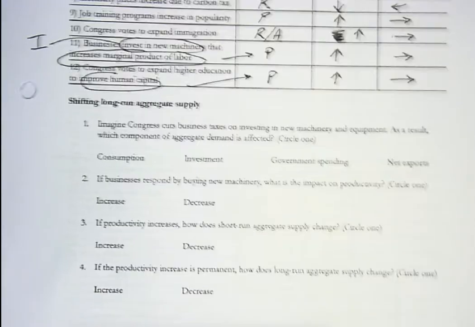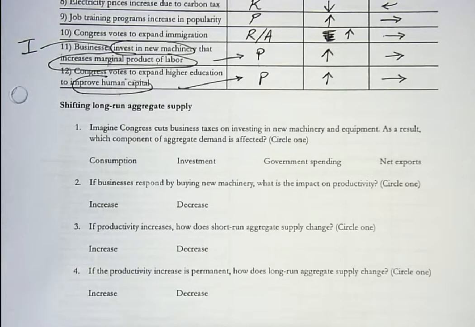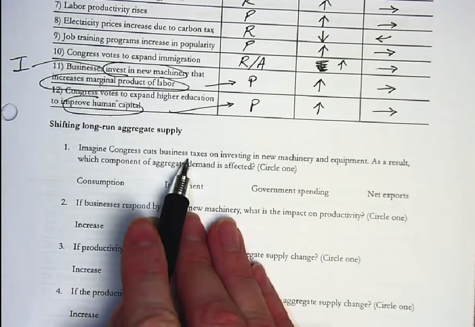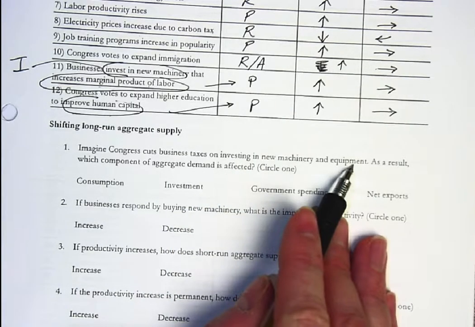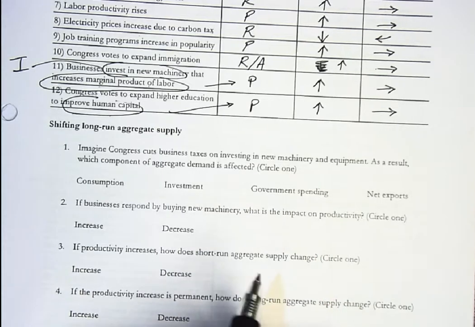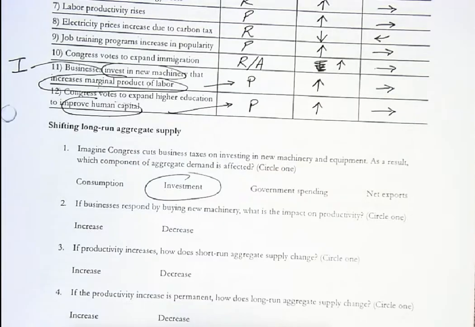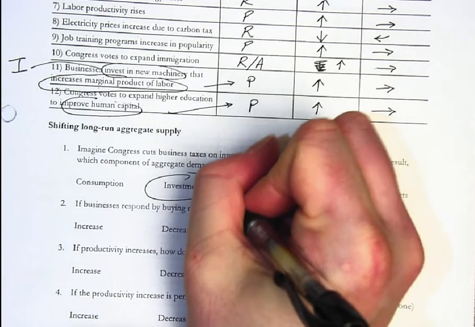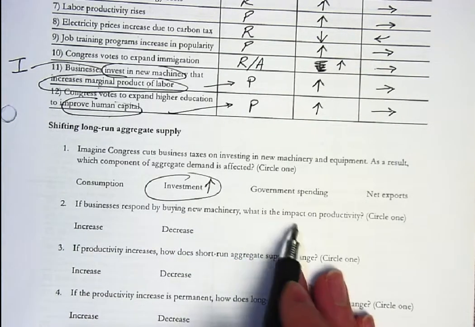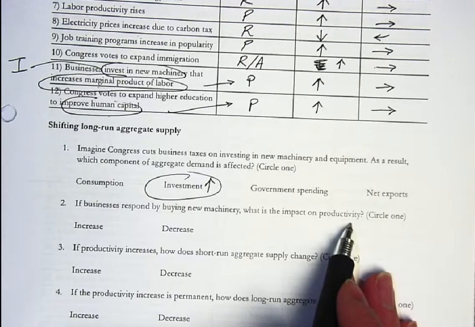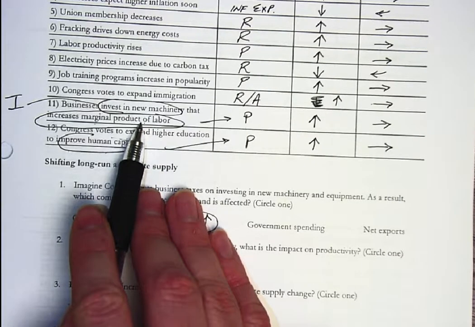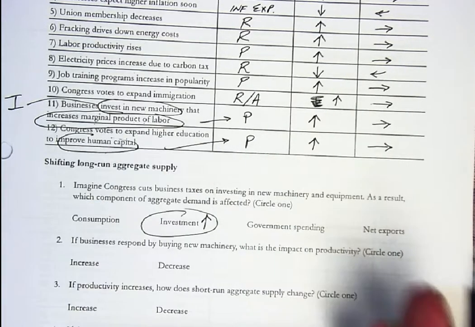Now, the second part of today's lesson is shifting long-run aggregate supply, and this is more like if-then type statements. So imagine Congress cuts business taxes on investing in new machinery and equipment. As a result, which component of AD is affected? CIGXN. Well, investment. So investment spending is going to go up. If businesses respond by buying new machinery, what's going to be the likely impact on productivity? Well, if they have new machinery, it's probably going to increase the marginal product of labor. You're going to have more machines, you could be more productive.